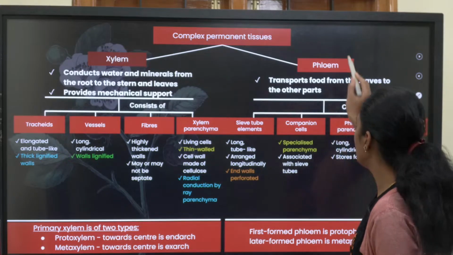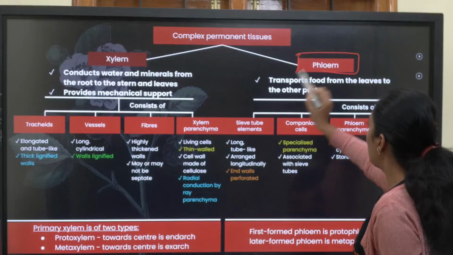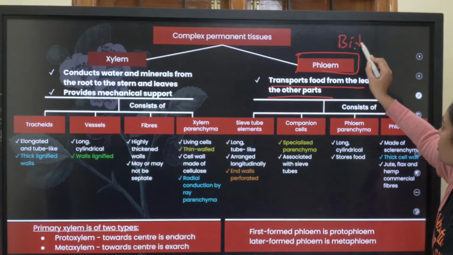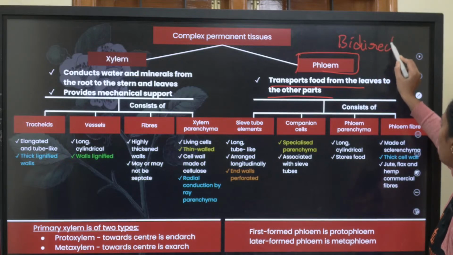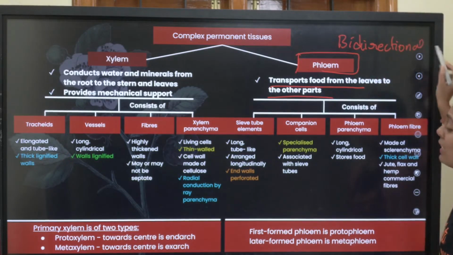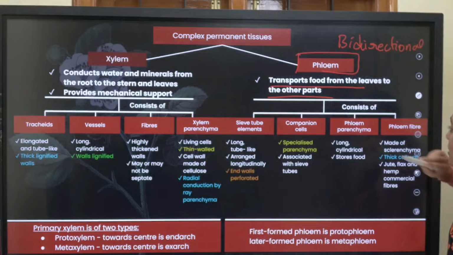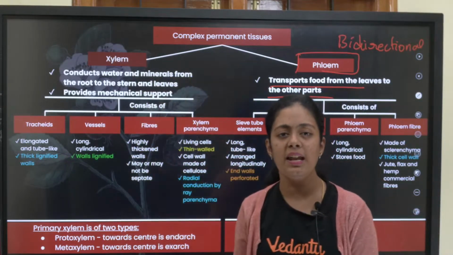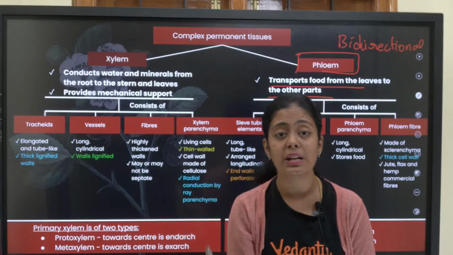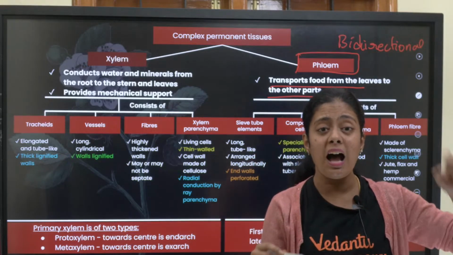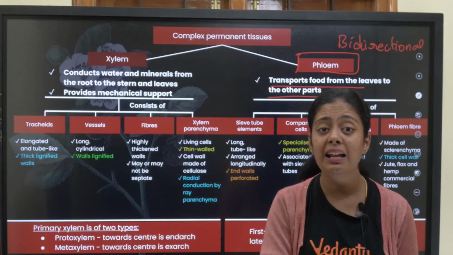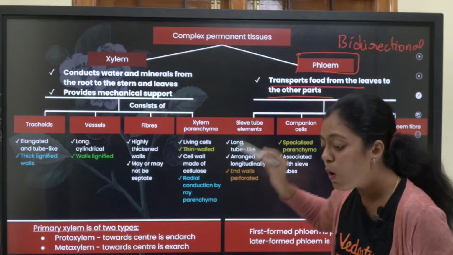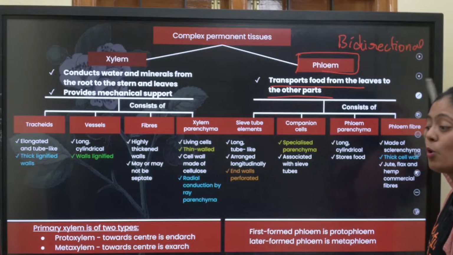Phloem, we call it a food conducting tissue. It is a bidirectional transport. What does bidirectional mean? The leaf is there. From the leaf, the food has to go to all the aerial parts, to the tip of the tree, however big the tree is. The food also has to go to the last tip of my root hair. So it happens both upward and downward, and we call it a bidirectional mode of transport.